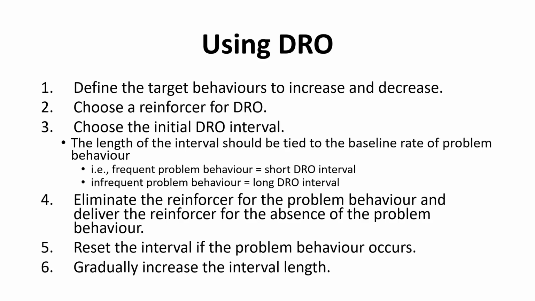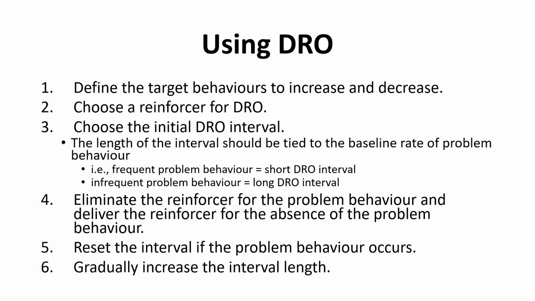And we can decide the length of that interval based on our baseline rate of that problem behavior occurring. So if the problem behavior occurs fairly frequently, then maybe we're going to have a really short DRO interval, only a couple of seconds. If the behavior is very infrequent, then maybe we're going to have a much longer DRO interval. Maybe we could start with an interval of 30 minutes or even an hour before it would run into issues.